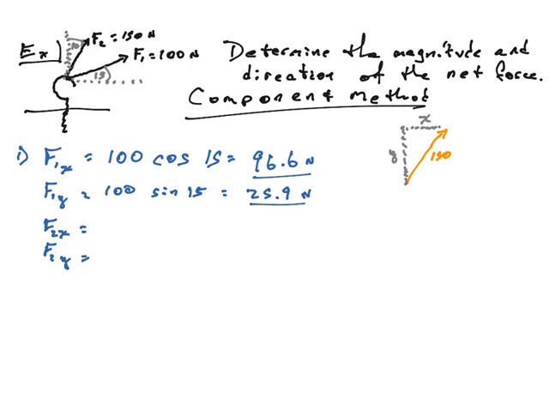And what do I know? The angle that F2 makes with the vertical is 10 degrees. All right, so we do the same thing. I want the x side. I look at my triangle. The x side is the side opposite my angle, so that means sine. So we have 150 sine 10 degrees. 150 times the sine of 10 gives us 26.0 newtons.